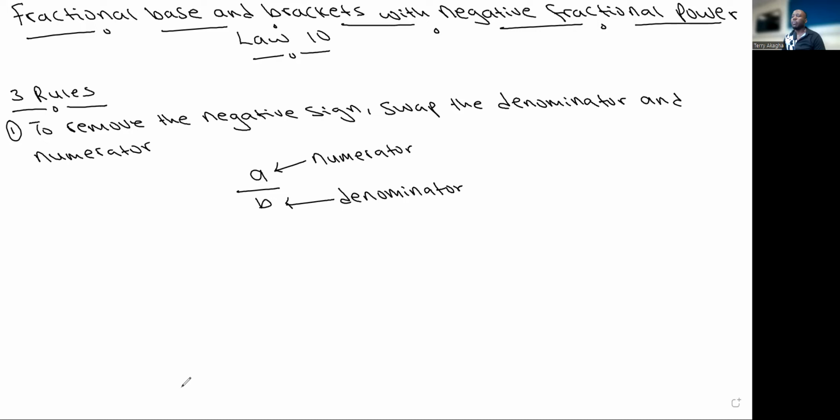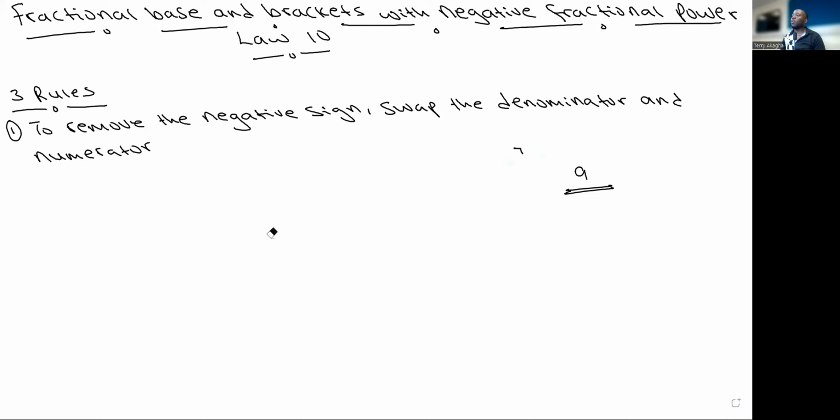What I'm just trying to say is that you swap it. So in this case, the b will go up and the a will come down. So it's going to become b over a. Is that making sense? Don't worry, I'm going to solve some questions on that and explain it further.